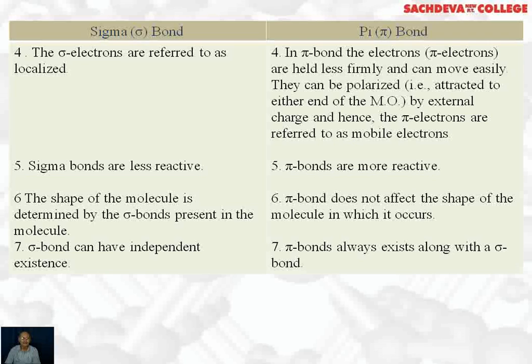The shape of a molecule is decided by the sigma bonds present in the molecule. Shape of a molecule does not depend upon pi bonds. They don't affect the shape. They do affect the hybridization. The nature of hybridization affects the shape, but shape is given by sigma bonds. Sigma bond is formed independent of the pi bond, whereas pi bonds always exist along with the sigma bond. Another difference you can keep in mind is that free rotation around a sigma bond is possible. That is, if you hold one carbon atom and rotate another carbon around the sigma bond, it is possible. But free rotation around a pi bond is not possible.